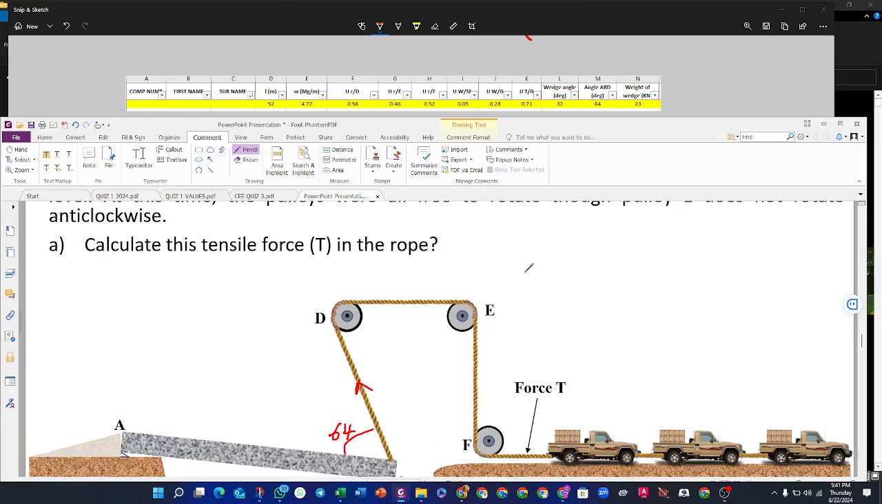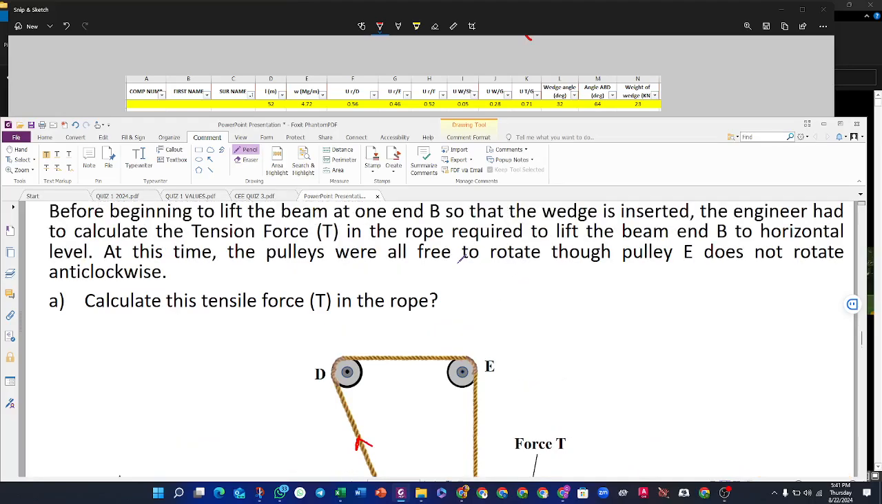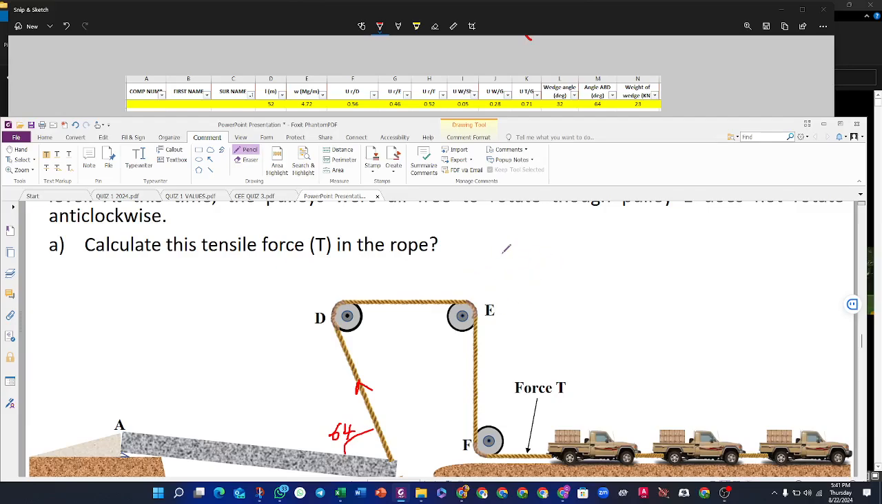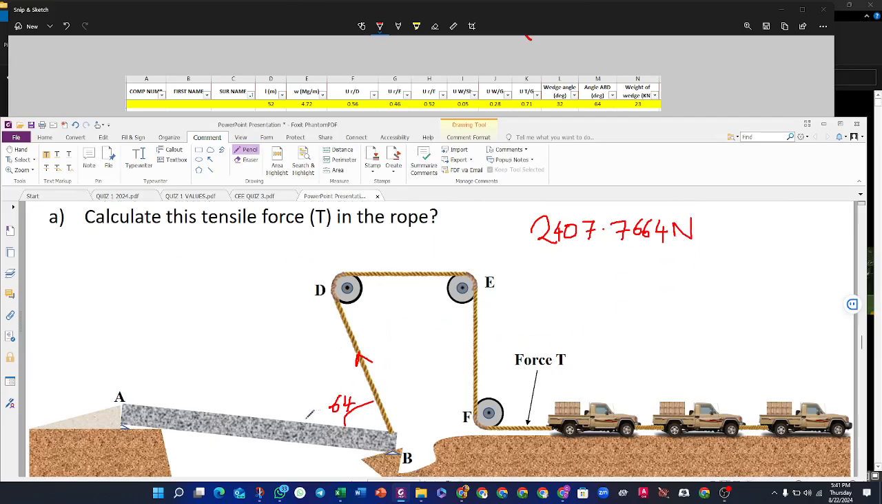The total weight we had calculated, we did it in class, so on that one I'm not worried. It was 2407.664 kilonewtons. Now this was the total weight of the bridge deck. Now to find the tension in this rope here, the T.